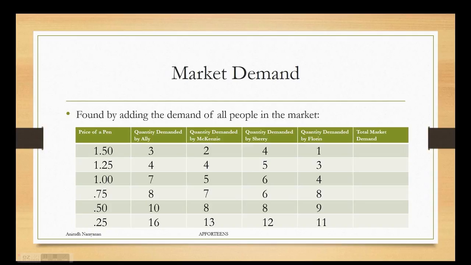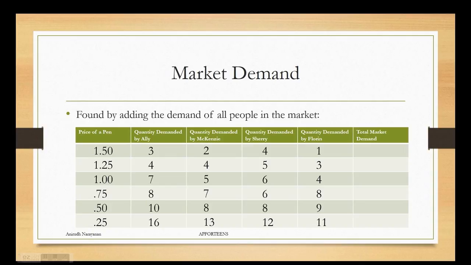And you'll notice that as the price decreases, as mentioned before, the number of pens that are demanded by a person increases as well. While, for example, Allie only bought 3 pens at $1.50, by the time the price goes down to 25 cents, she's now going to buy 16 of them. You'll notice that these aren't exactly the same numbers. For example, 3 times $1.50 is only going to get you $4.50, while 16 times 25 cents is going to get you $4. This is just a general idea of what they would probably be thinking.